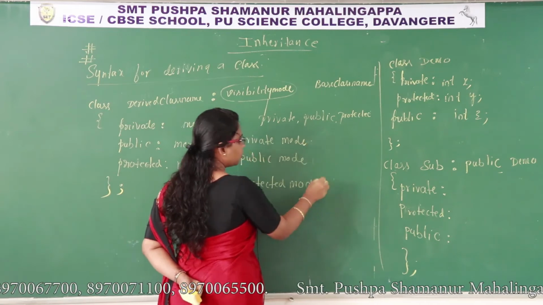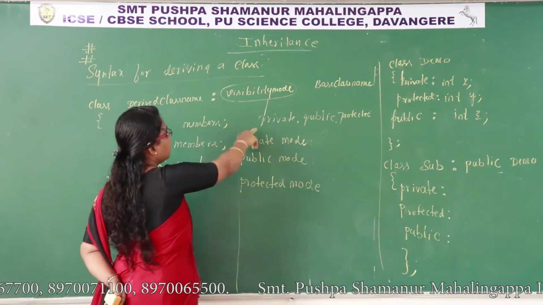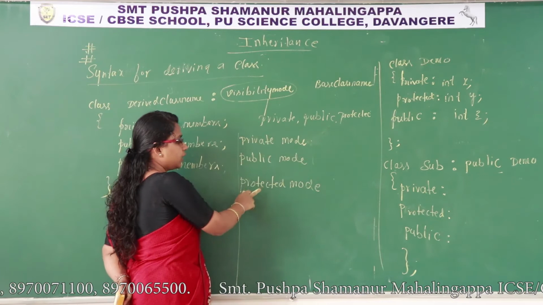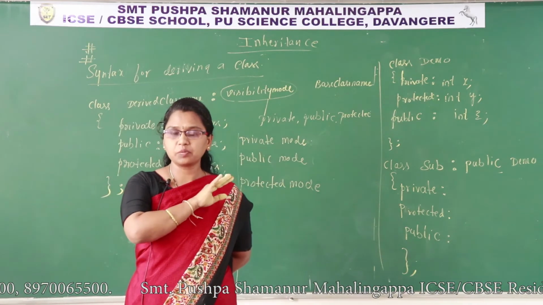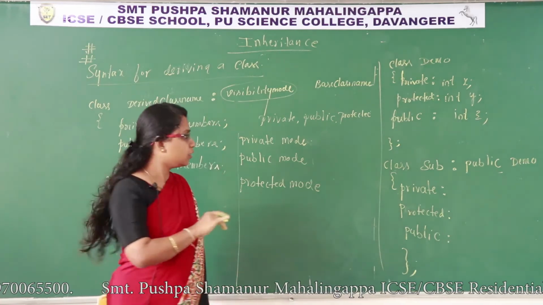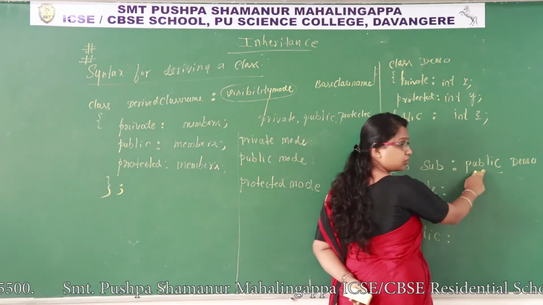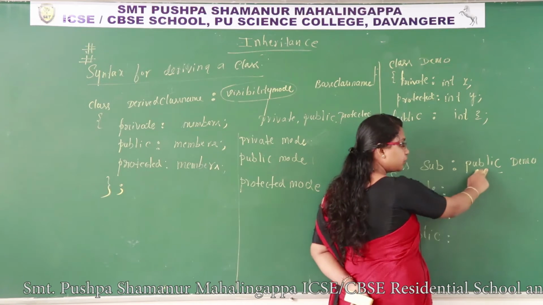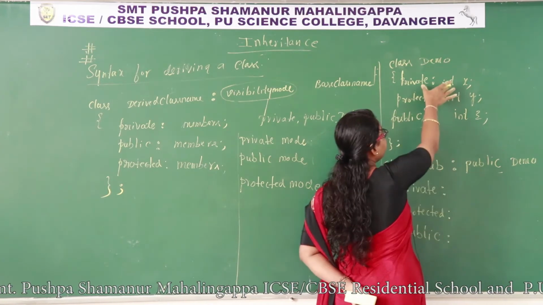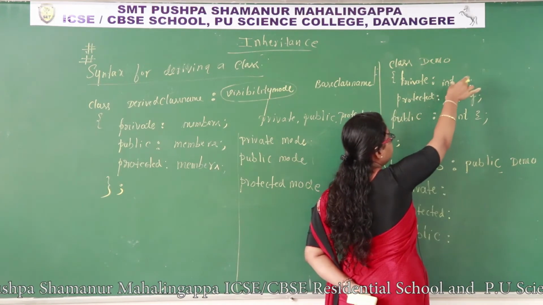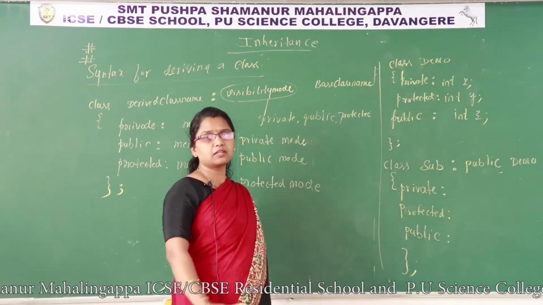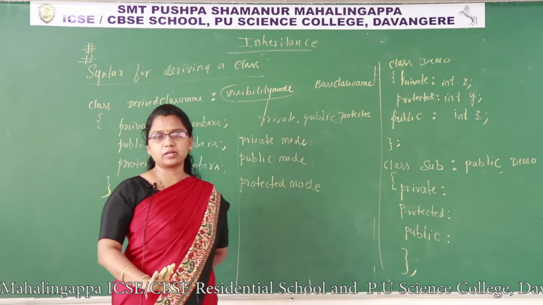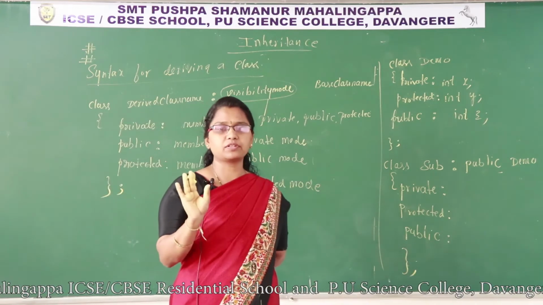Whatever the visibility mode here, either private mode, public mode or protected mode, private members cannot be inherited. If you write public here, or private here, or protected here, private members of the base class cannot be inherited to the derived class. That is the first rule. You need to remember.